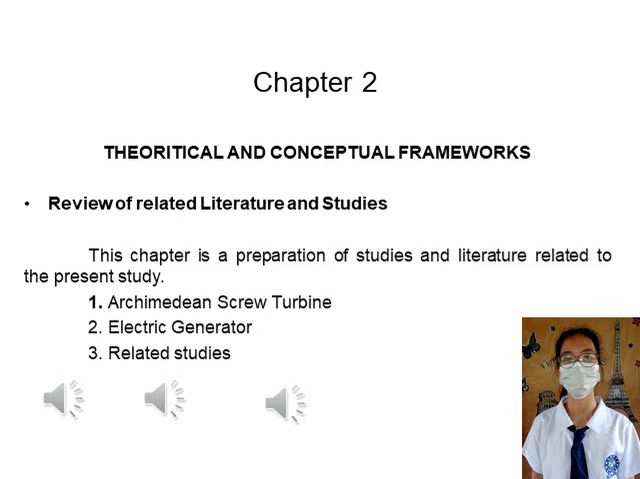Number 2. Electric generator. According to Baiju, electric generators, also known as dynamos, are electric machines that convert mechanical energy into electrical energy. In this study, the mechanical energy that will be provided is through water flow. Electrical generators provide nearly all the power that is required for electric power grids.